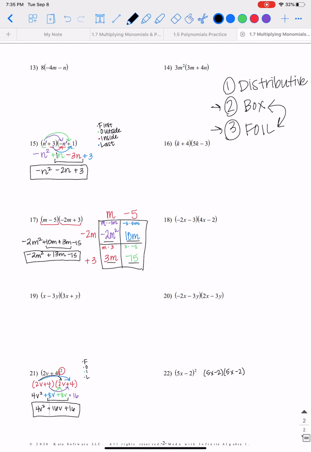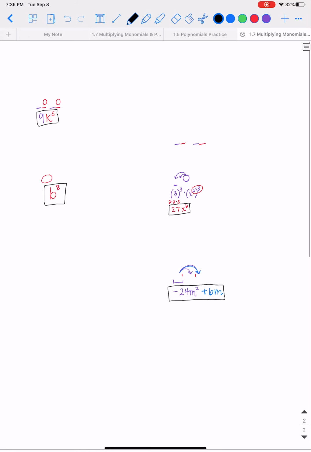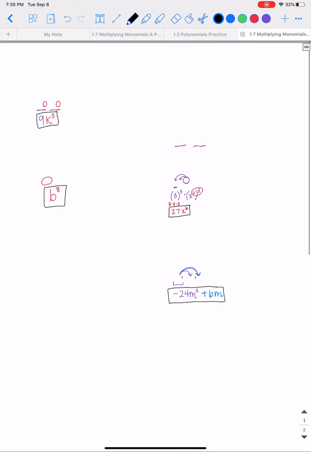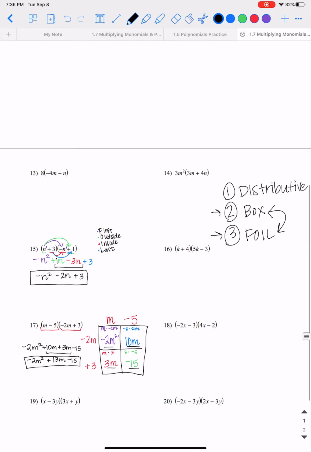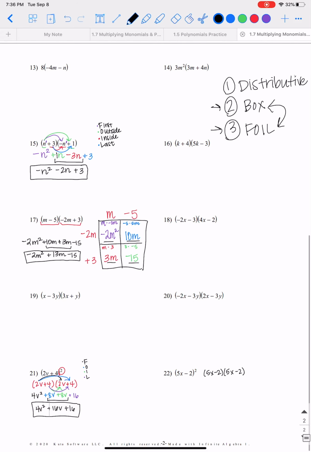Okay? So try the rest of these on your own. Again, like I said, if I were you, I would do them on my own paper first, and then you're just typing in your final answer onto GoFormative to check your work.